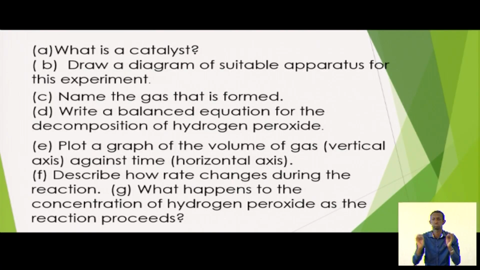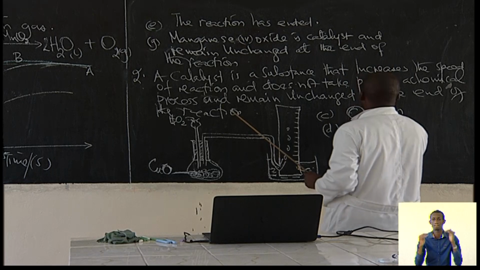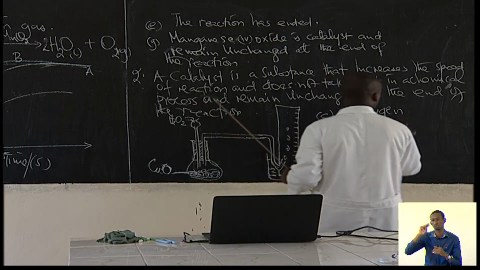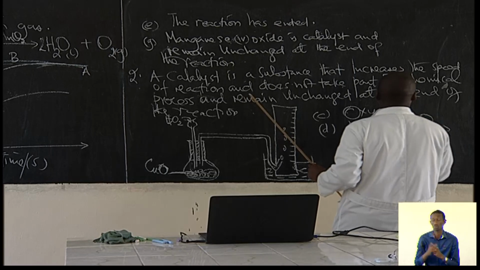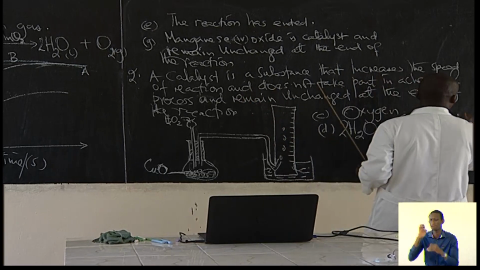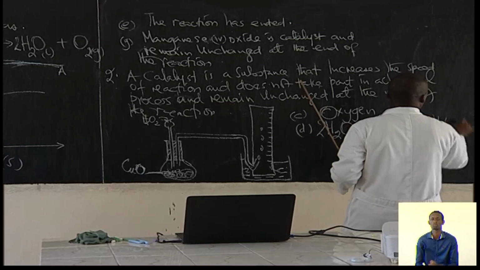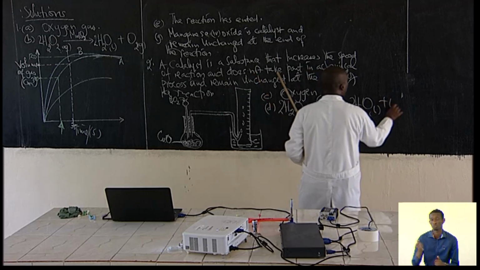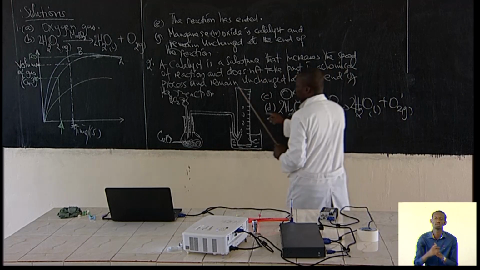Name the gas produced. We had named the gas already before. So that is part C. We said the gas is oxygen. And write the balanced equation. We had even written the balanced equation for that reaction before. This time we'll have copper(II) oxide, and that is the only difference. Oxygen, this is water, and the oxygen gas that we are collecting there.